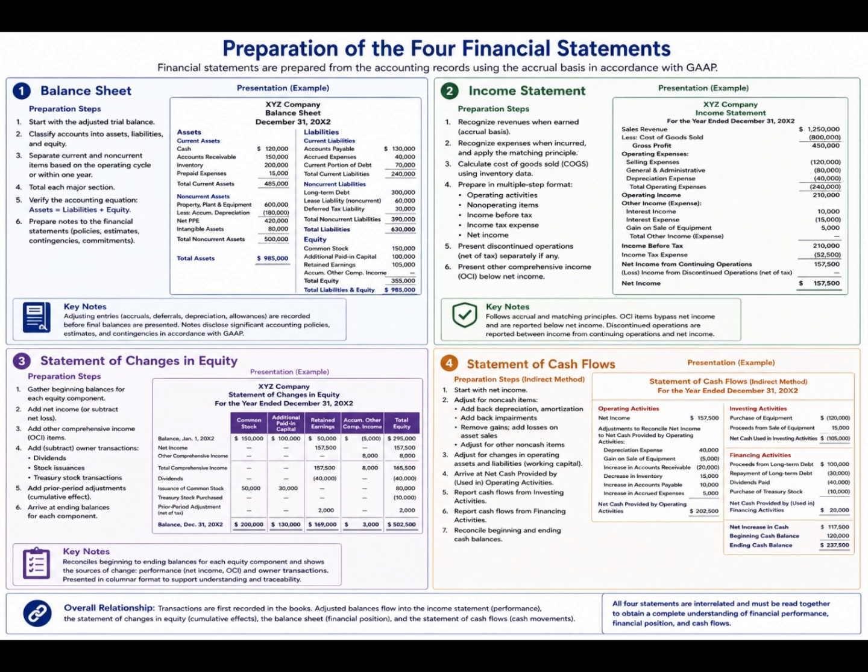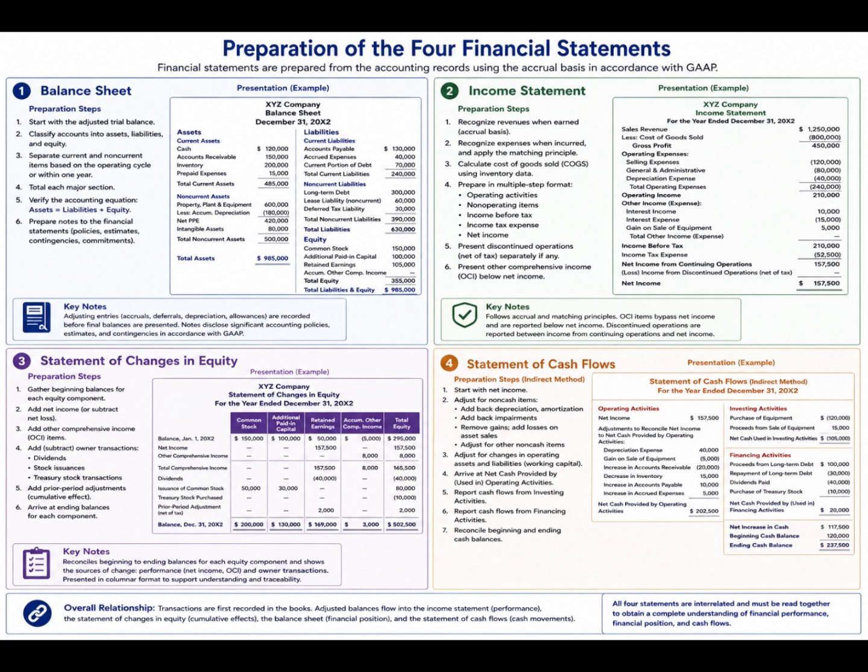Cost of goods sold is calculated using inventory data. A multiple-step format separates operating and non-operating items. Income tax expense is deducted to arrive at net income. Discontinued operations and comprehensive income components are presented according to reporting standards.